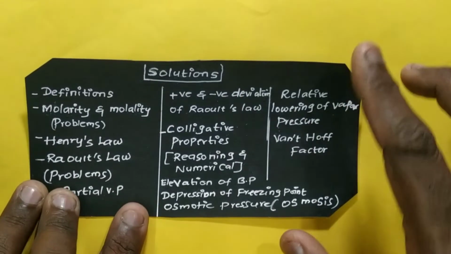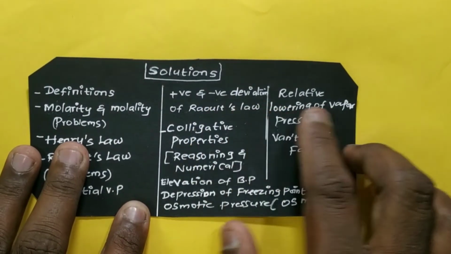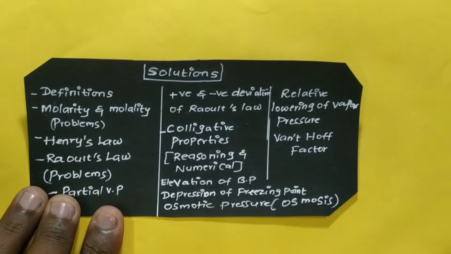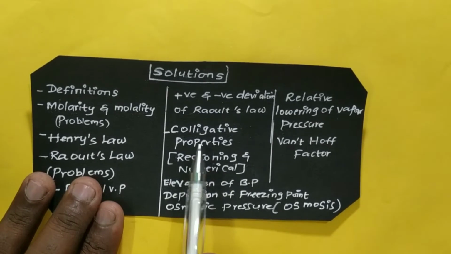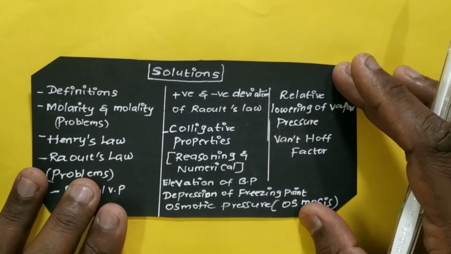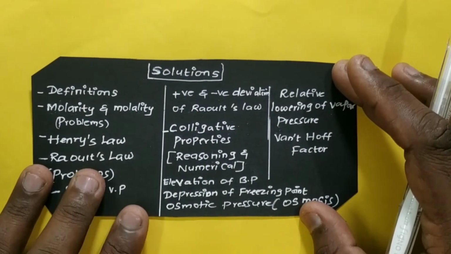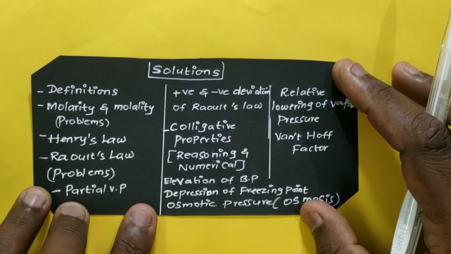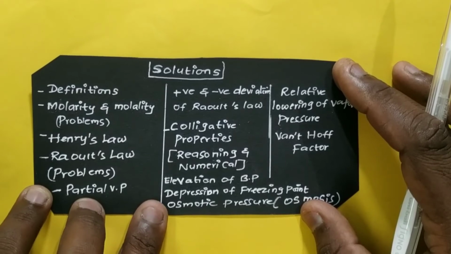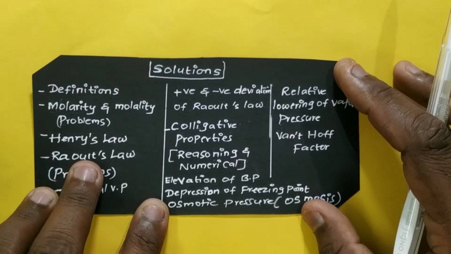Then a threatened area is positive and negative deviation of Raoult's law. Positive as well as negative deviation from Raoult's law, that is also asked. Then colligative properties, this is a very important threatened area. They will be asking a lot of questions in colligative properties based on problems, numericals and reasoning questions.